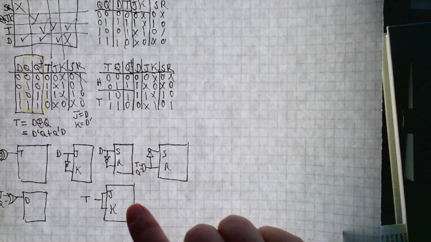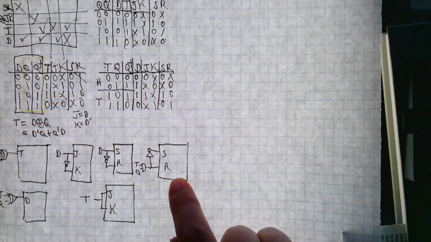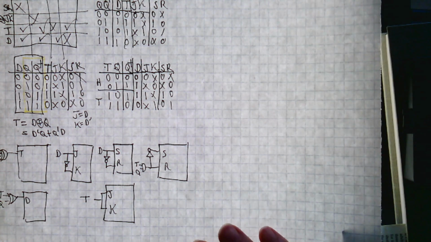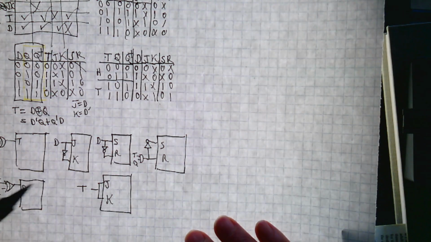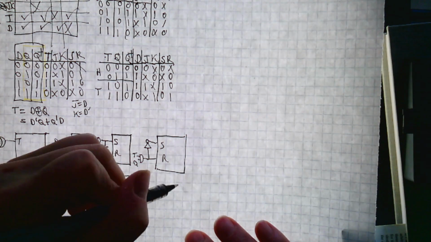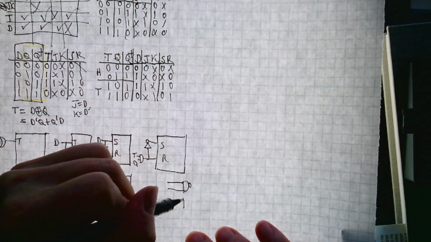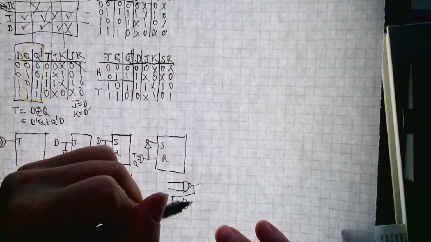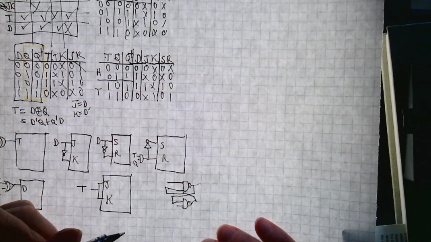And that is a way to implement a T flip-flop from an SR flip-flop. And so if you think about it, your SR flip-flop is really nothing more than cross-coupled NAND gates. Right? That's your SR flip-flop.